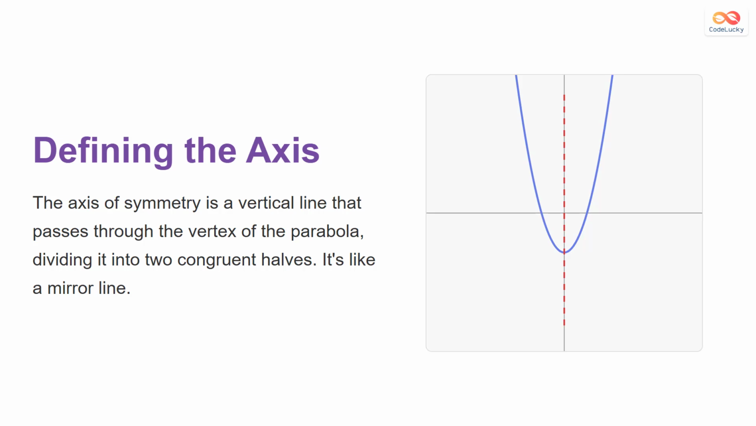The axis of symmetry is a vertical line that cuts right through the center of the parabola. It passes through a special point called the vertex. If you were to fold the parabola along this line, both halves would match up perfectly. Think of it as a mirror line for the curve.